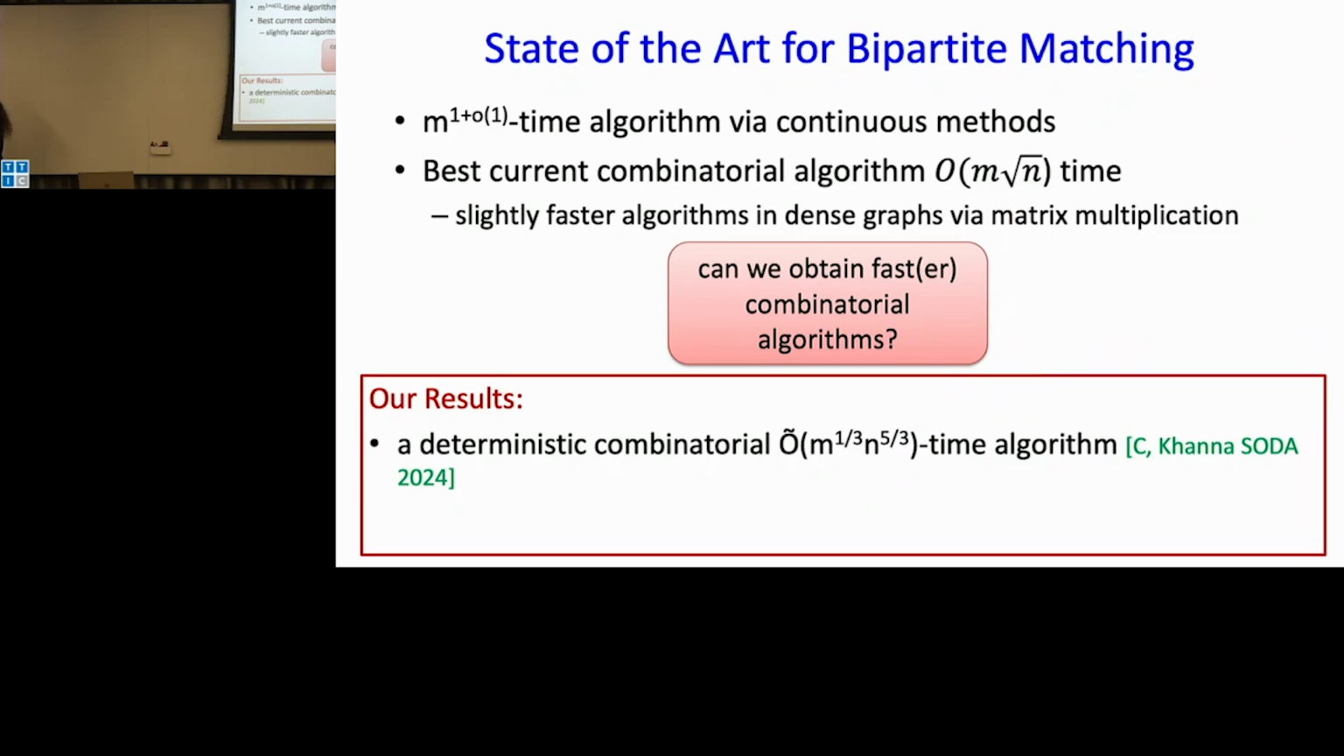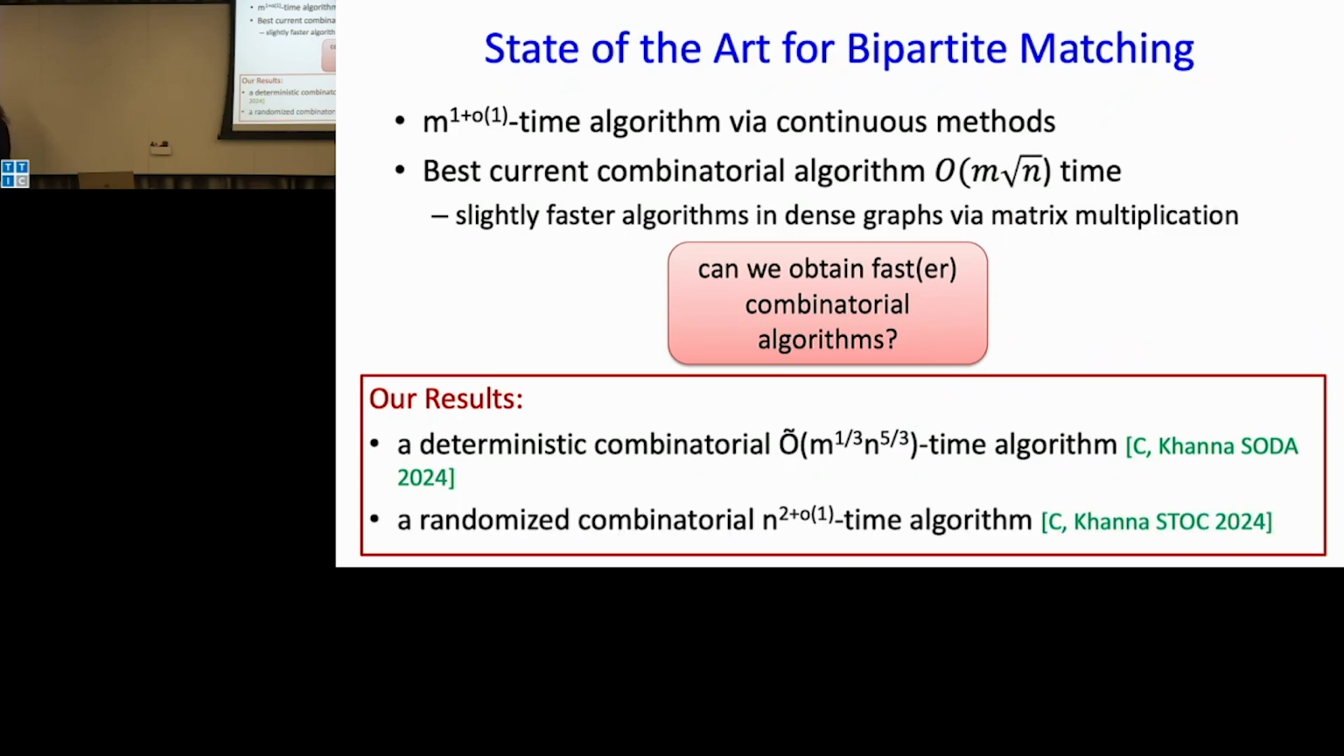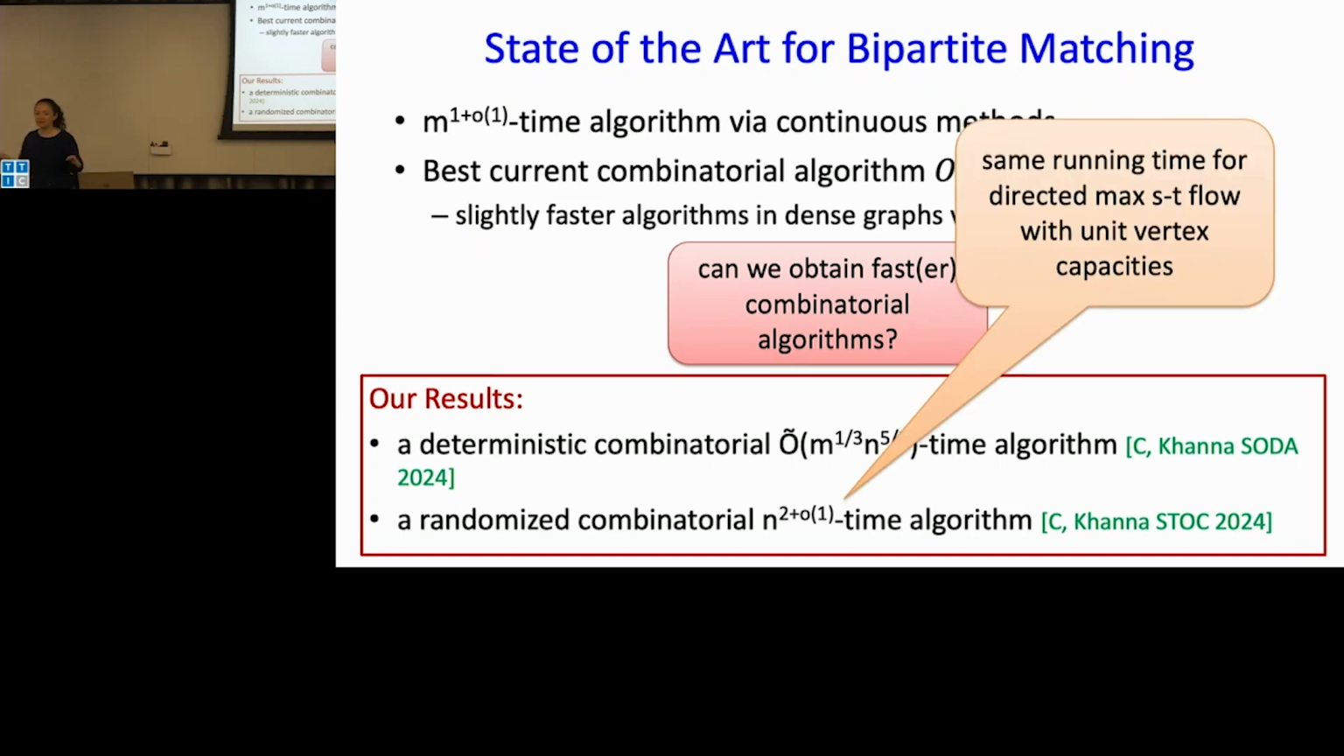And the second one is about to appear in STOC, and this one gets close to n² running time. So if your graph is dense, this is pretty much the best you can hope for. If your graph is sparse, there is still room for improvement. And as I said, this immediately, automatically gives an algorithm for max flow with unit vertex capacities with the same running time.